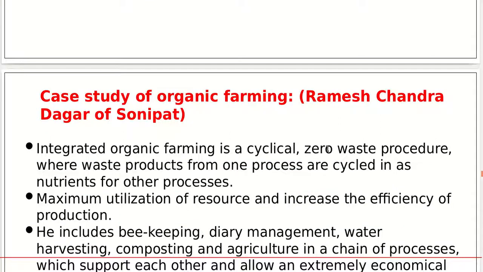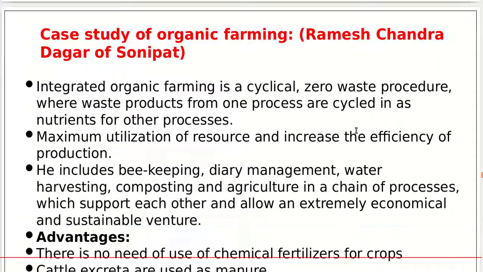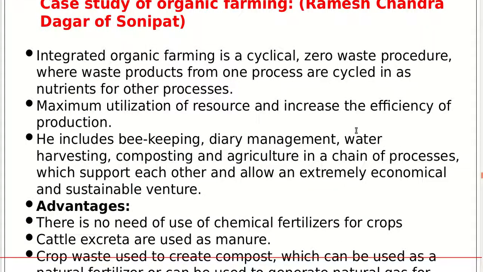So one case study of organic farming was done by Ramesh Chandra Dagar of Sonipat. Integrated organic farming is a cyclical zero-waste procedure where waste products produced from one process are cycled and used as nutrients for another process. So there is maximum utilization of resources, and it increases the efficiency of production.